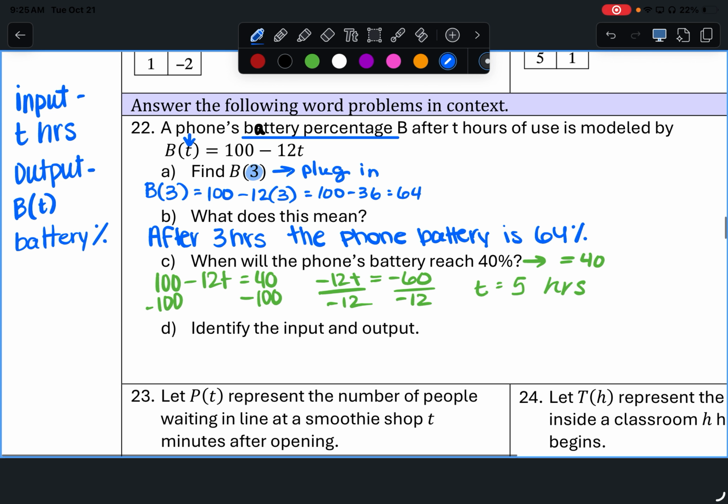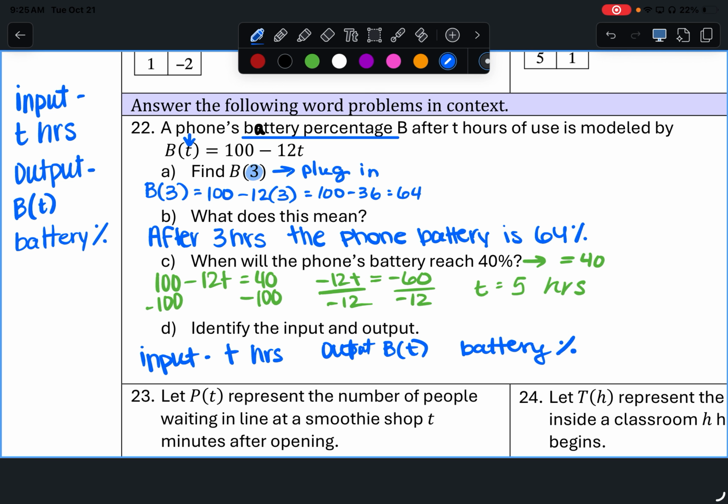Oh, and we already identified our input and output. So our input is T hours. Our output was B of T, which was our battery percent.